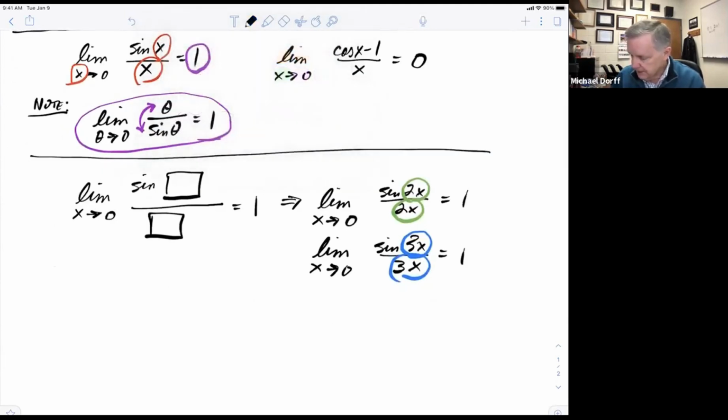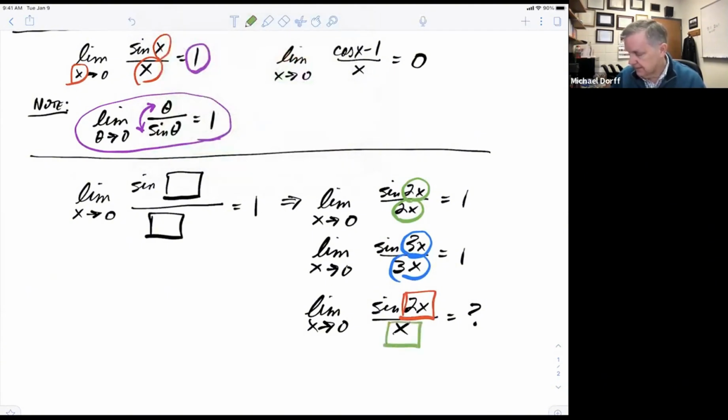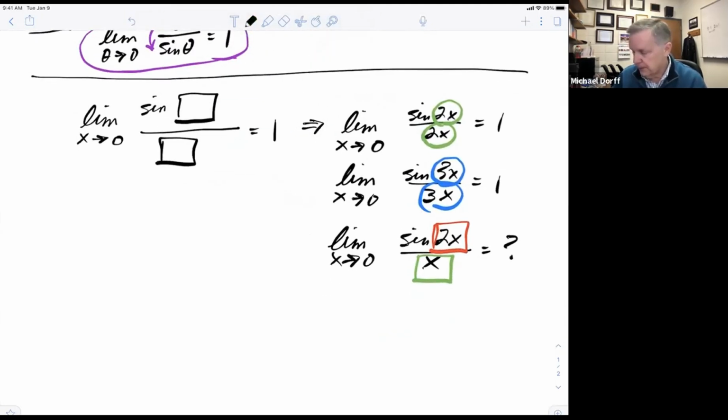So what about this case? What if I have the limit as x goes to 0 of sine of 2x over x? What does that equal? Well, I have a 2x in the top, but in the bottom I've got an x. Those don't match each other. So I need to rewrite the top one so that whatever is in the red boxes matches what's in the green box. So let's look at that and write it this way.